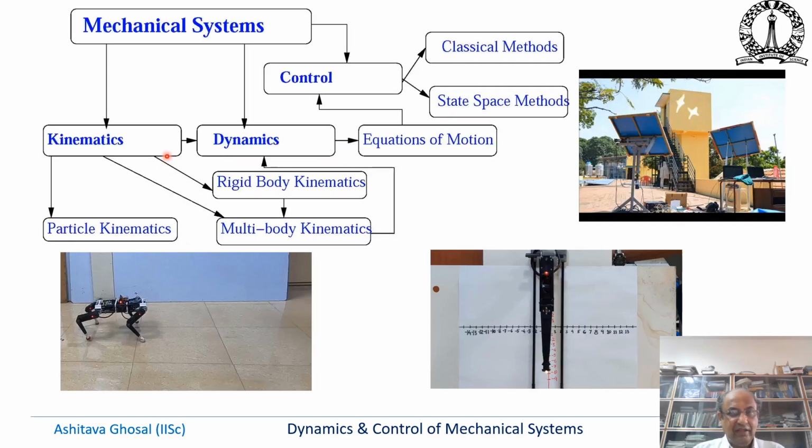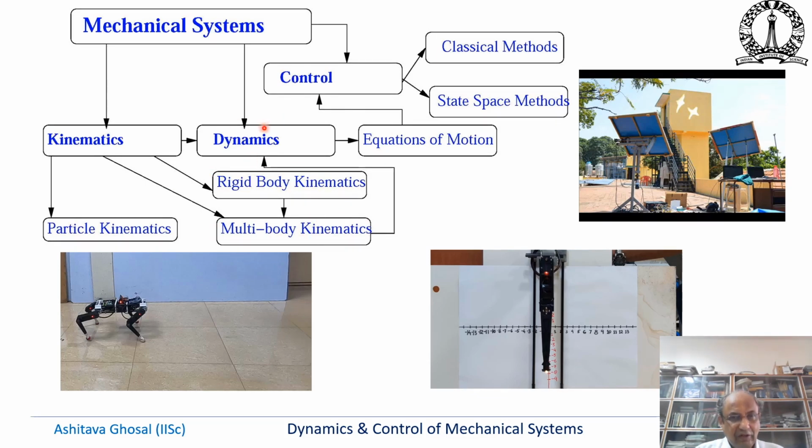In this course, we will look at 3 main topics. We will look at kinematics, we will look at dynamics, we will look at controls. In kinematics, we have something called particle kinematics, where we look at the point mass. Then we have rigid body kinematics, and single rigid bodies can be connected by joints to make up a multi-body system, and we will look at the kinematics of multi-body systems.